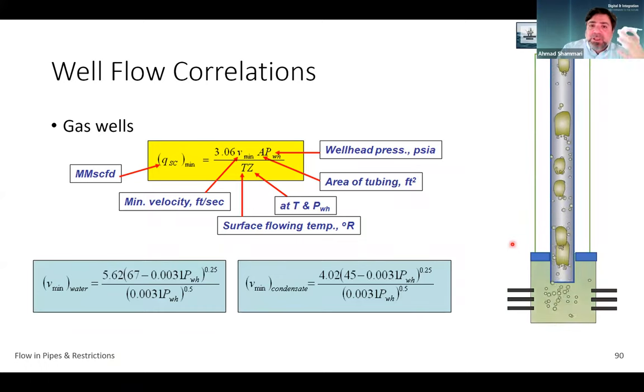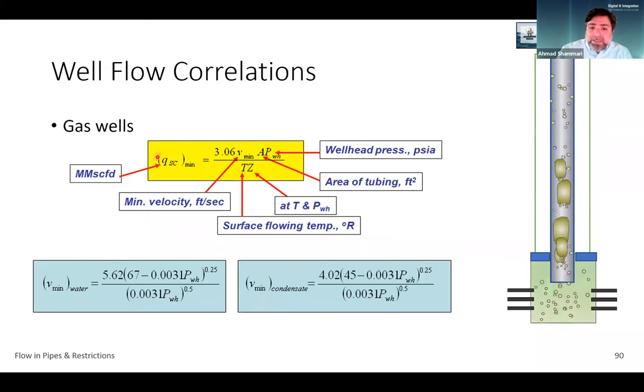There is a lot of research in this area just to calculate what is the minimum or the critical gas velocity below which, if I produce the well under this minimum velocity of the gas, then the liquid drop out will fill the well or kill the well at the end, and we call it that the liquid is loaded. The gas well is loaded with liquid.